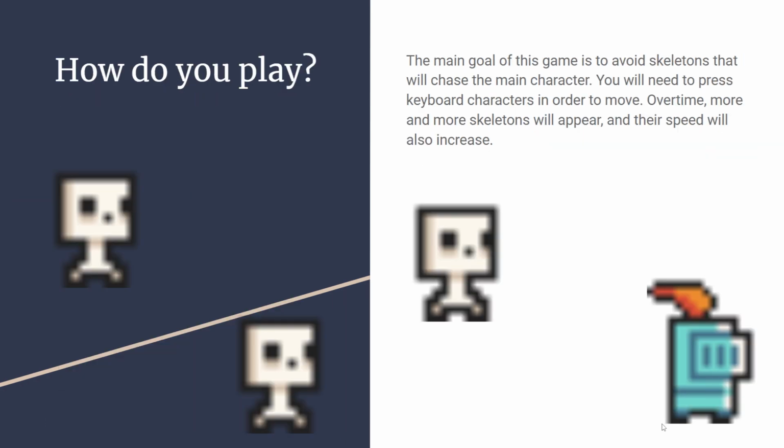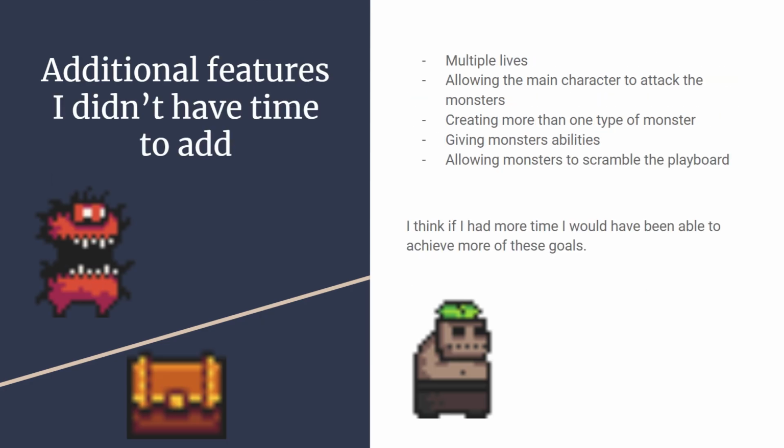So how exactly do you play? Well, like I mentioned before, you'll press keys on your keyboard in order to move your knight adjacently across the board. Over time, skeletons will spawn. They will increase in speed and quantity, and they will attempt to chase the player. Your goal will be to survive as long as possible. There will be a timer and a little bit of a leaderboard as well for incentive on top time.